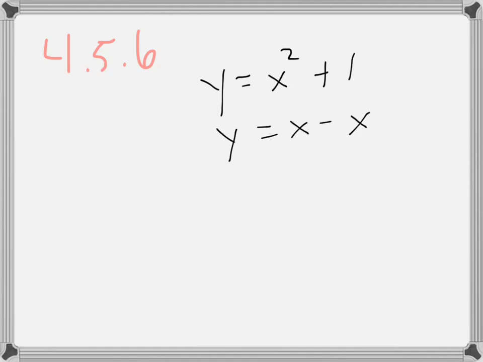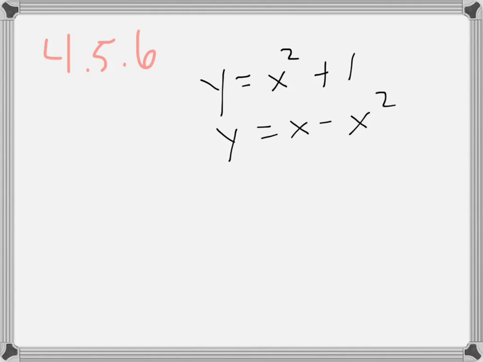This is Professor Thompson. I'm going to do some examples from 4-5. The first one I'll do here is number 6. So I want to find the minimum vertical distance between these two parabolas, y equals x squared plus 1 and y equals x minus x squared.